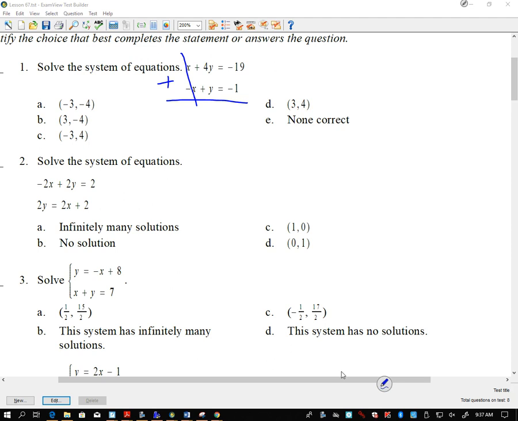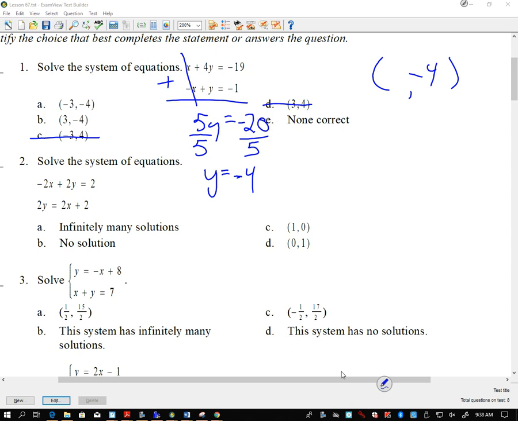What do I do next? I have 4y and y. What is that? 5y. Now what? What is negative 19 plus negative 1? Negative 20. Very good. Now what do I do? Divide by 5 on both sides. So y equals what? Negative 4. Now notice that this is the y equals. So if I'm putting it over here in coordinate notation, which side does it go on, the left or the right of the comma? The right. So I put that there. That eliminates D as an option, eliminates C as an option. It doesn't necessarily eliminate E.